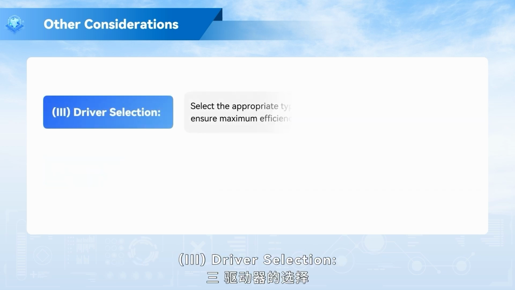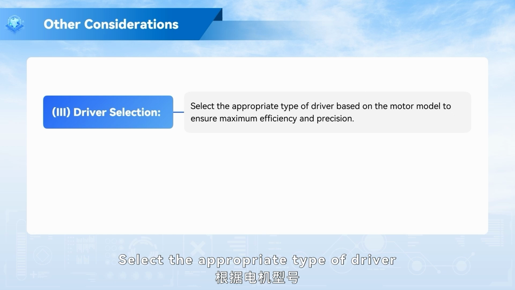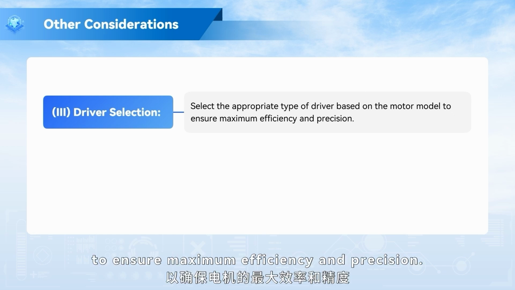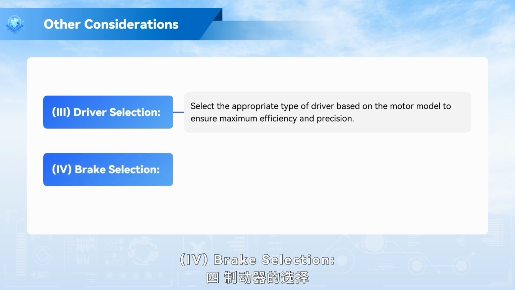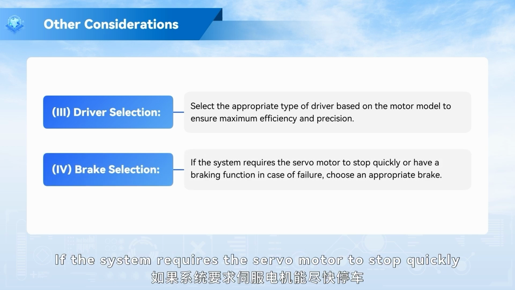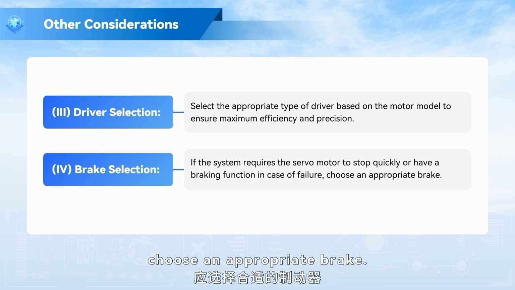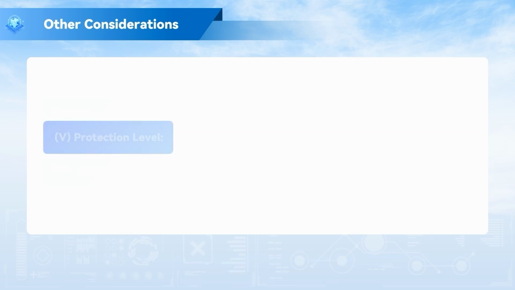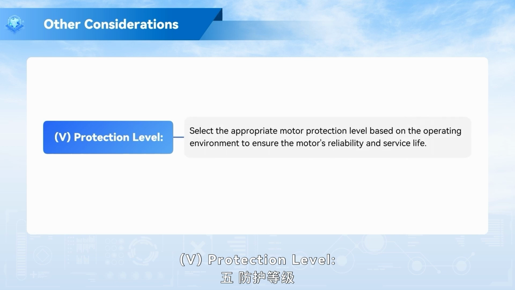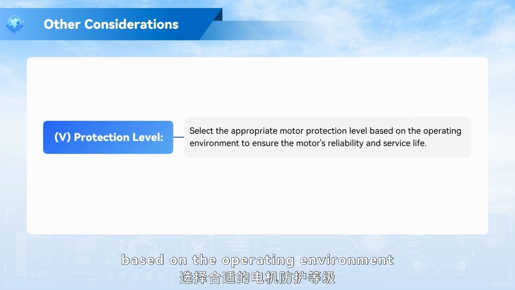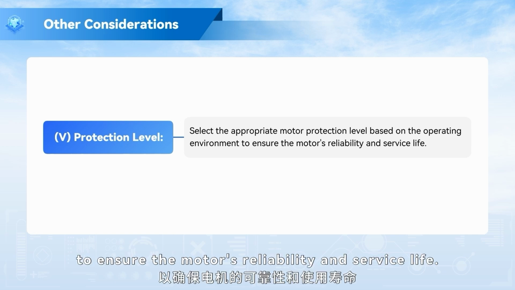3. Driver selection. Select the appropriate type of driver based on the motor model to ensure maximum efficiency and precision. 4. Brake selection. If the system requires the servo motor to stop quickly or have a braking function in case of failure, choose an appropriate brake. 5. Protection level. Select the appropriate motor protection level based on the operating environment to ensure the motor's reliability and service life.